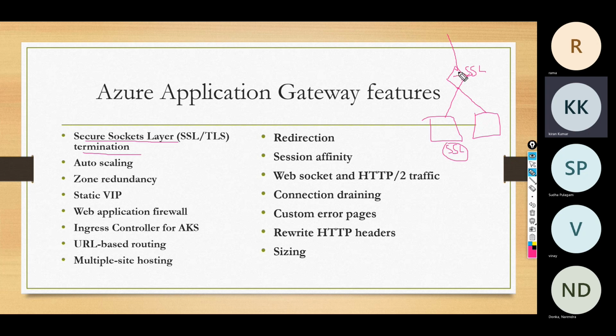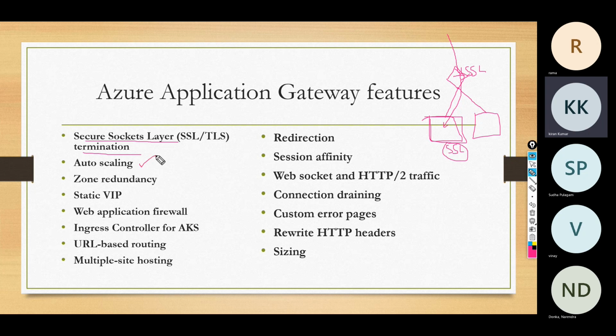Whatever traffic is coming up to here encrypted, it decrypts the traffic and sends it to the backend. So there is no need for the backend pool to do the encryption and decryption. So our application can utilize more resources, and we can minimize that. So that is the advantage of secure socket layer termination in the application gateway. Okay, so that is the advantage, guys.